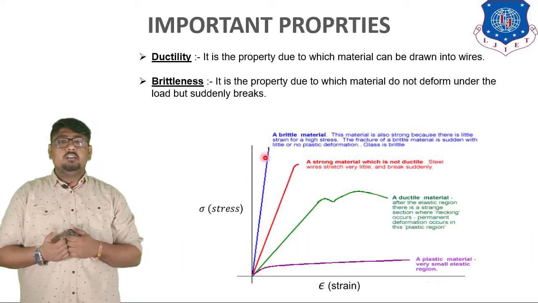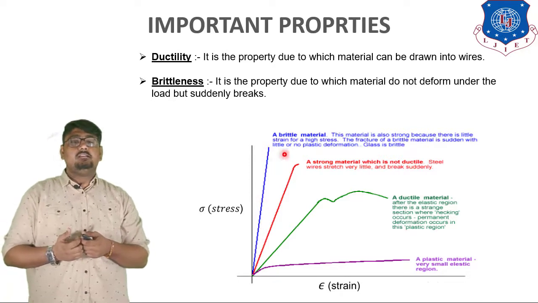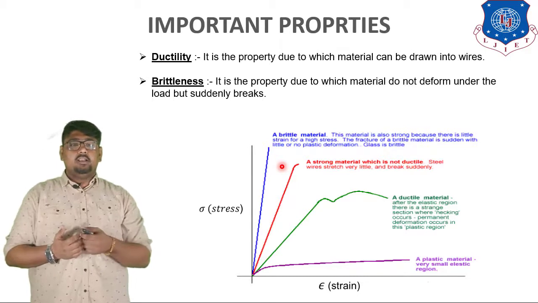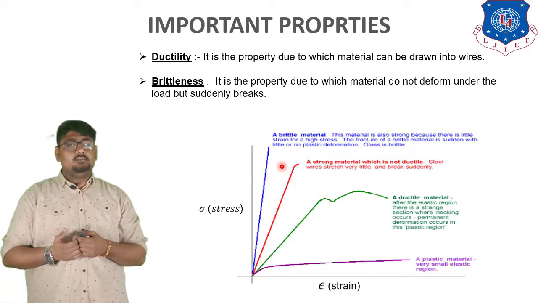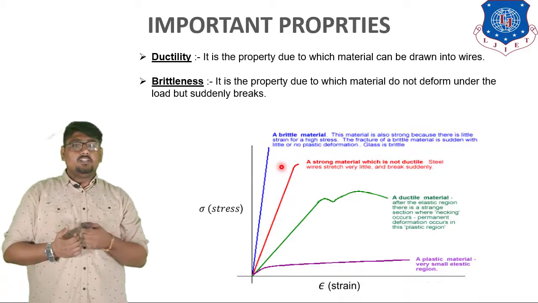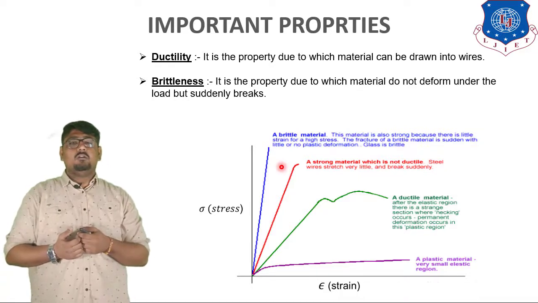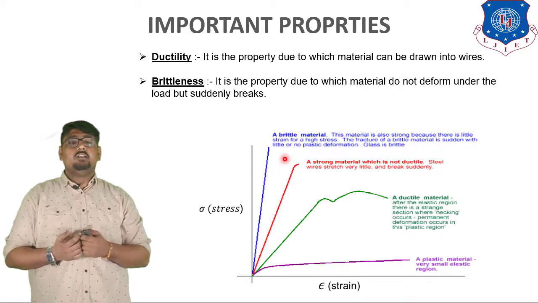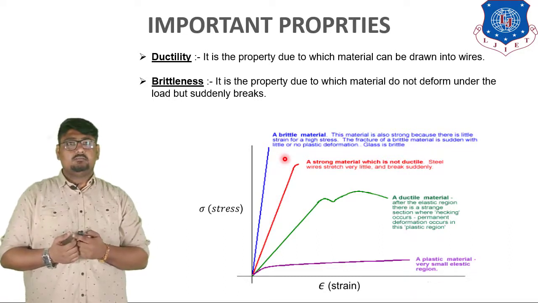Okay. Now all non-ductile materials are brittle. Cast iron, concrete, and glass are brittle materials. So a compression test is generally performed for testing the brittleness of the material. So it is a compressive quality of the material.